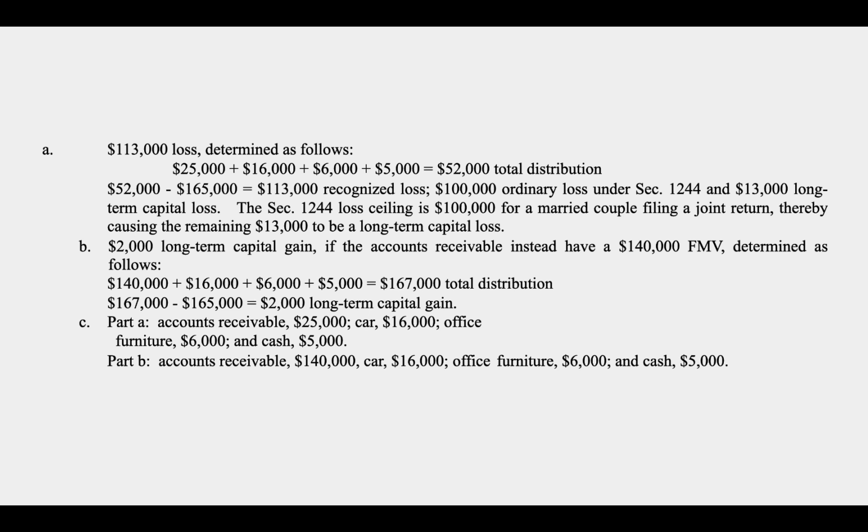So in Part A, that's the accounts receivable of $25,000, car at $16,000, furniture at $6,000, and cash at $5,000. In Part B, it's exactly the same, except the accounts receivable, remember, now had a fair market value of $140,000. So the answer to Part C is they take a fair market value basis in their assets received in liquidation.